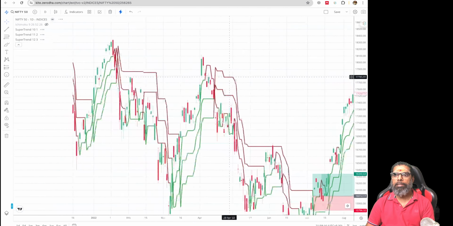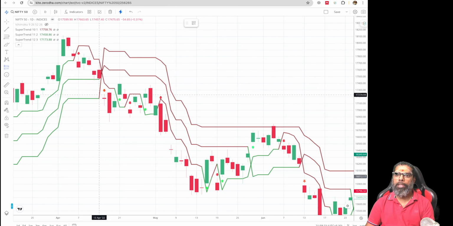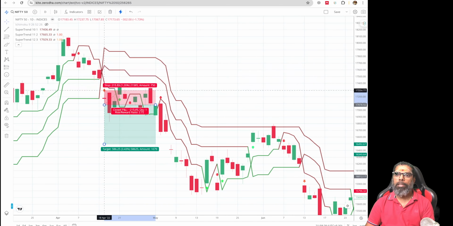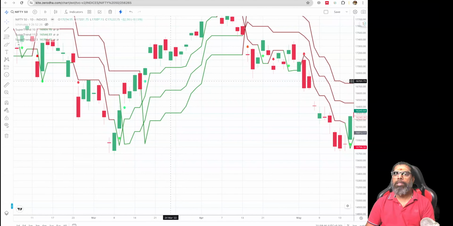Let's check this shorting. I'm showing you different examples so that it will be easy for you. So it has crossed. This is a gap down. You entered here. So this is where you are shorting. Okay. And this is your stop loss. It has hit immediately. Here only it has hit the stop loss. You're gone.